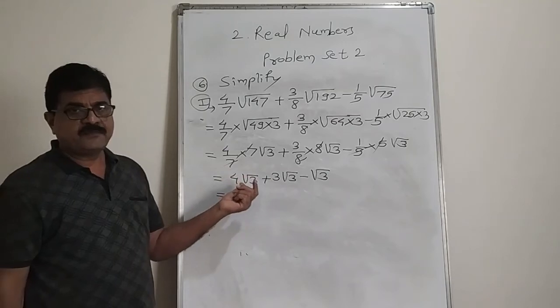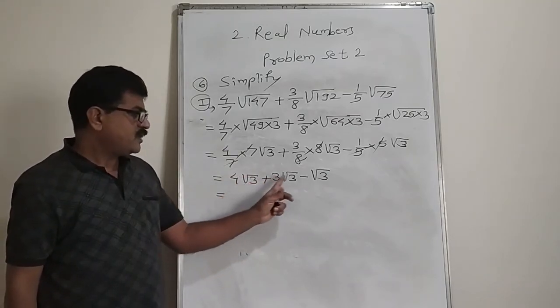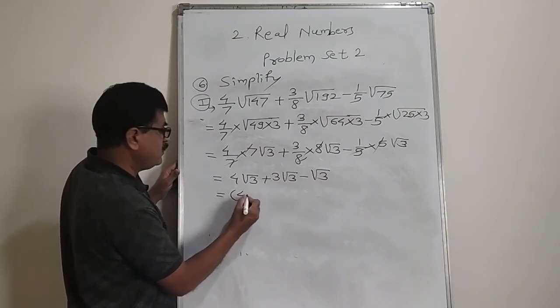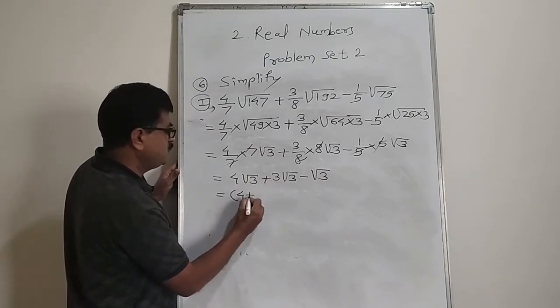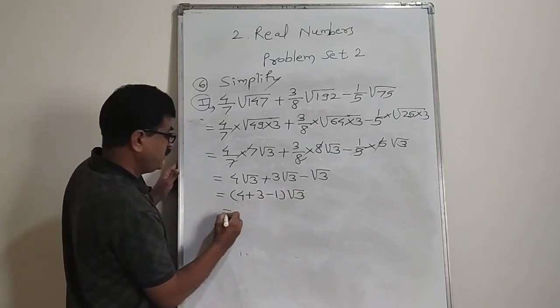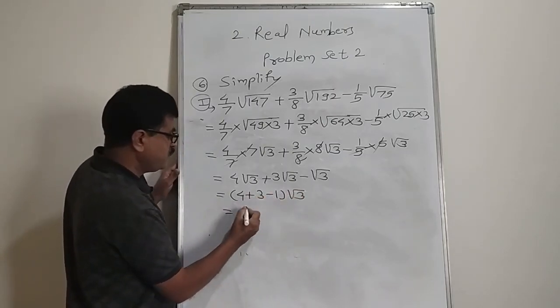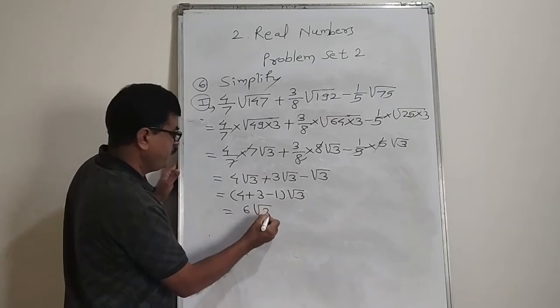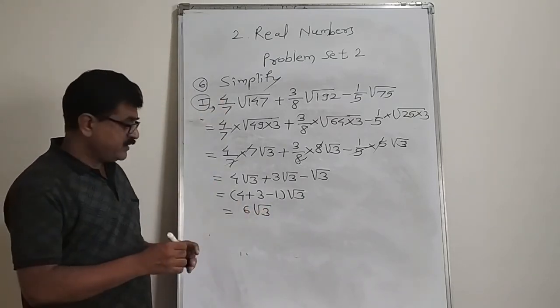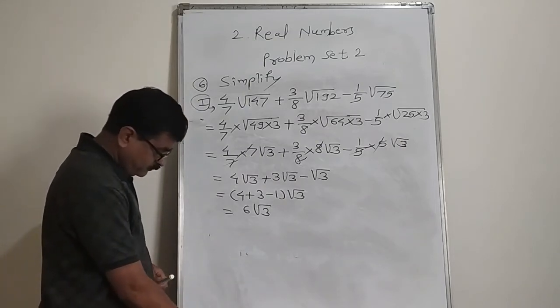Now what is the next step? Now here square root 3 is common, taking square root 3 common. Write down in bracket 4 plus 3 minus 1 into square root 3, is equal to 7 minus 1, 6 square root 3. Therefore, the simplest form of this is 6 square root 3.